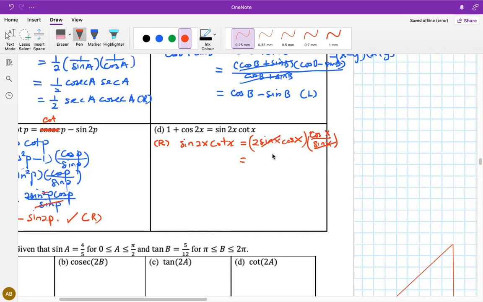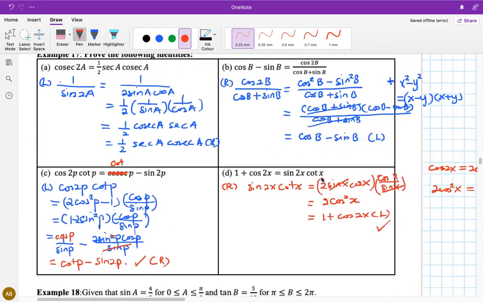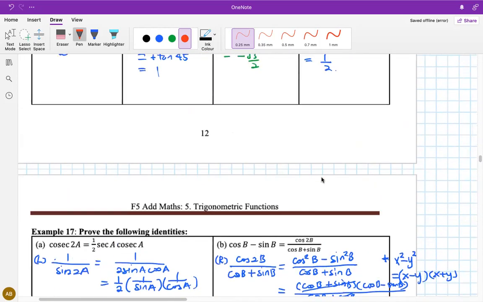Right. So you will get 2 cos square x. Okay. So 2 cos square x is actually, if you use a double angle, cos 2x equals 2 cos square x minus 1. So 2 cos square x is 1 plus cos 2x. So it's 1 plus cos 2x. So it's the left hand side. So correct. Right. So this is example 17, proof.